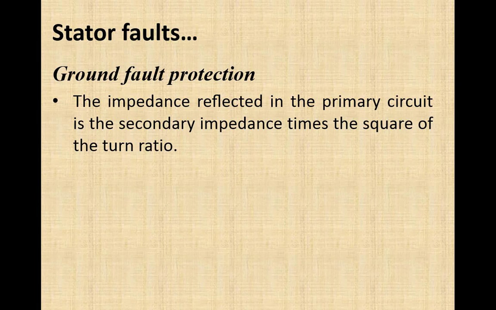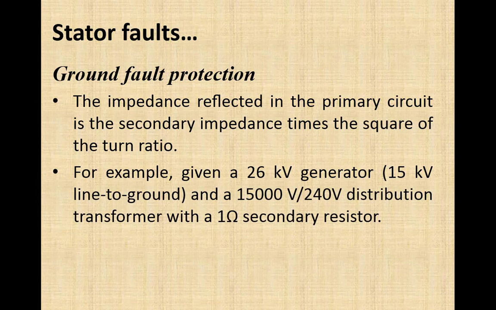So now we'll see the impedance that would reflect in the primary circuit. That will be based upon the transformer turn ratio. For example, if a transformer has a terminal voltage of 26 kilovolt line to line, then line to ground will become 15 kilovolt, and the distribution transformer that we have connected in the neutral circuit has a ratio of 15 kilovolt to 240 volt, and we have inserted 1 ohm resistance in the secondary circuit.